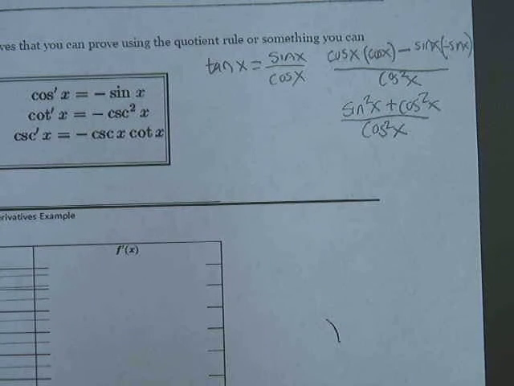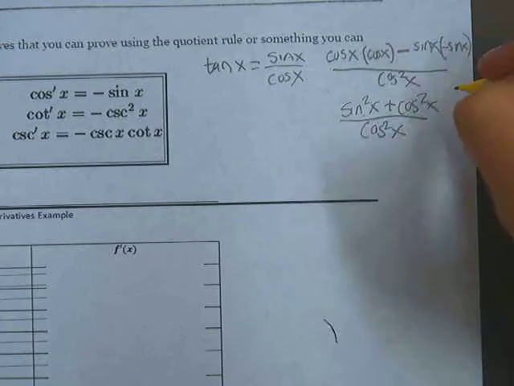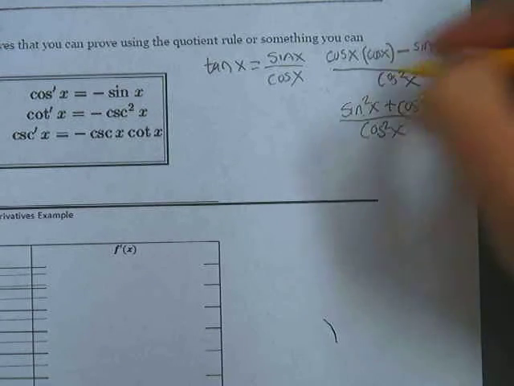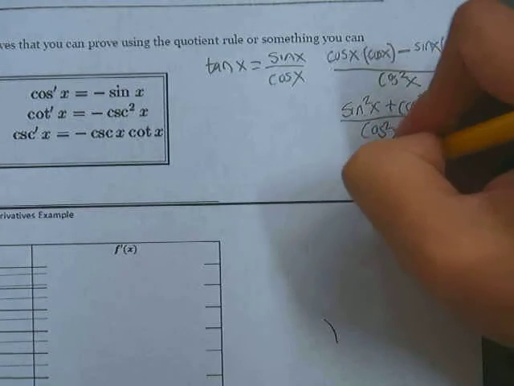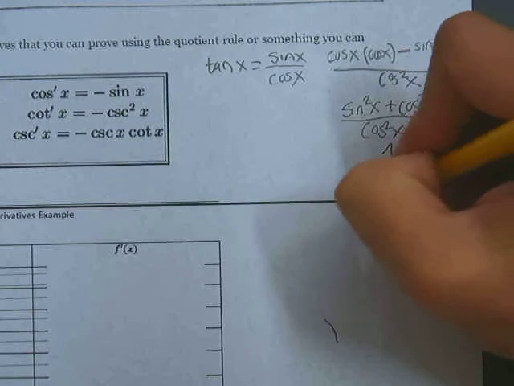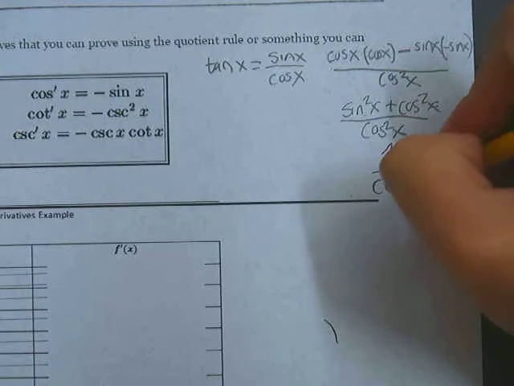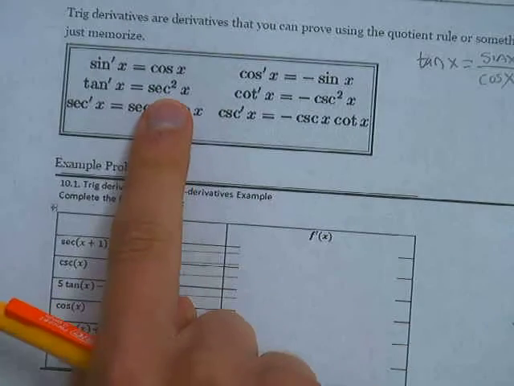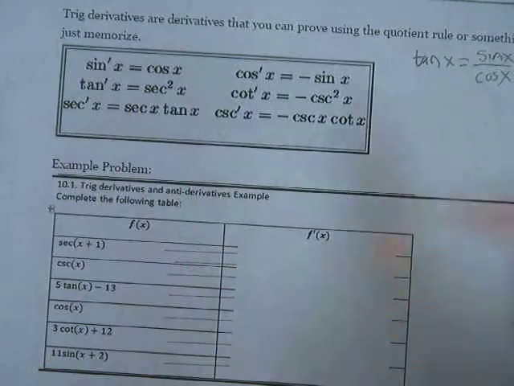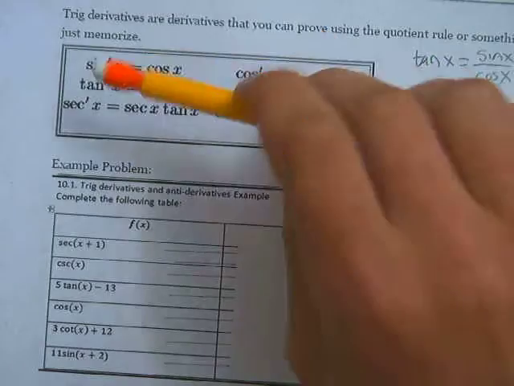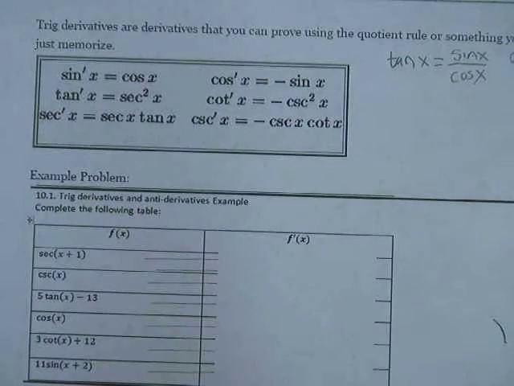The reason this is really nice is because sine squared plus cosine squared of anything is 1. So 1 over cosine squared x is secant squared x. And that's why it's secant squared x, the derivative. And you could do the same thing with cotangent, with secant, with cosecant. We're not going to do that in this video.